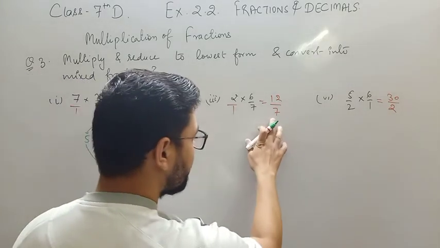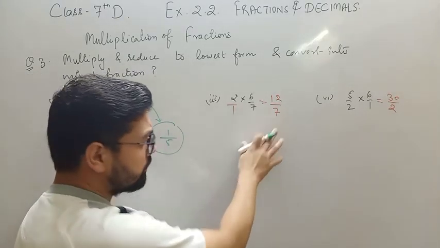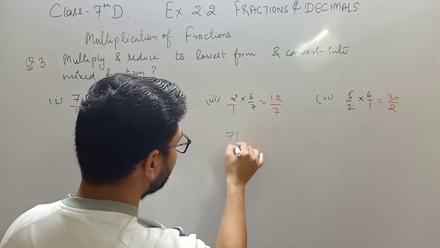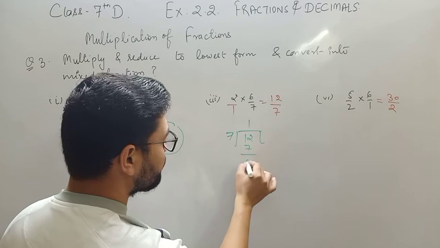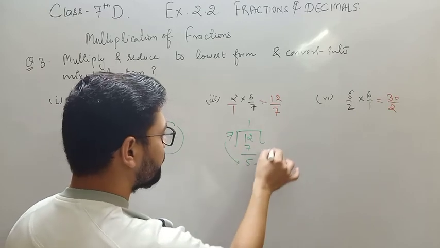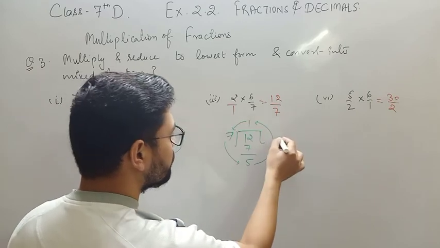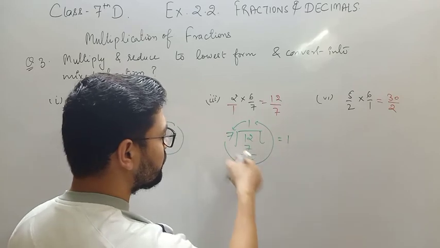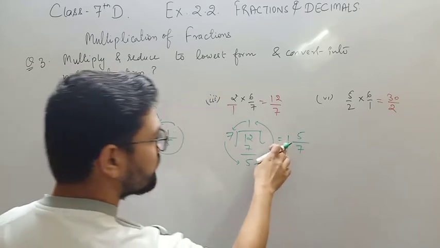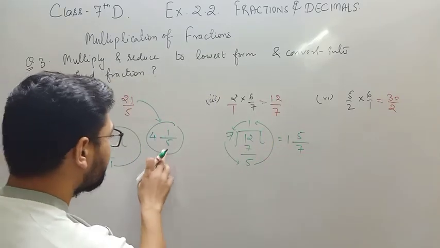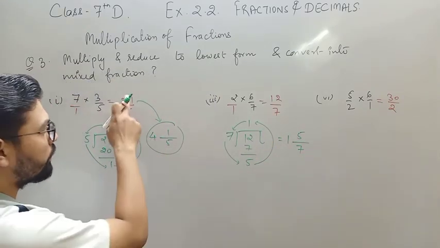Similarly, how can you convert this to the mixed fraction? You will say 12 divided by 7, 7 ones are 7, the remainder is 5. So how will you write? 1, 7 in this and 5 at the top. 7 ones are 7 plus 5, 12. 5 4s are 20 plus 1, 21 upon 5.